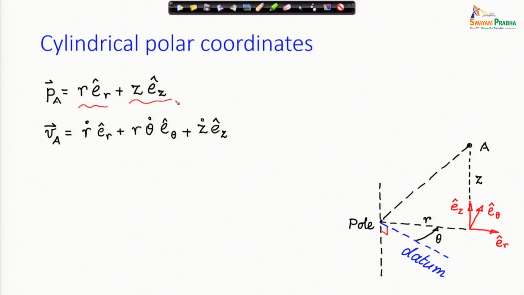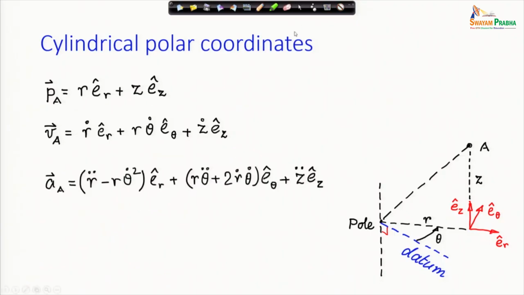This is an additional term that comes in, and remember e_z is fixed in space. e_z is not changing its direction, only e_r and e_theta will change direction. e_z is the axis of the cylinder, which is fixed. Therefore, the derivative of e_z cap is 0. Therefore, when I do a time derivative, this part is the same as the plane polar coordinates, and this is z dot e_z cap. Straightforward.